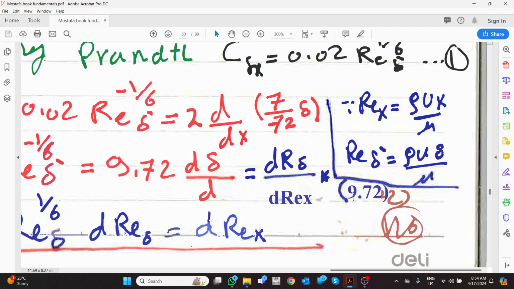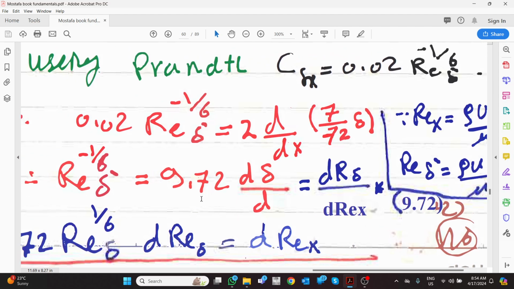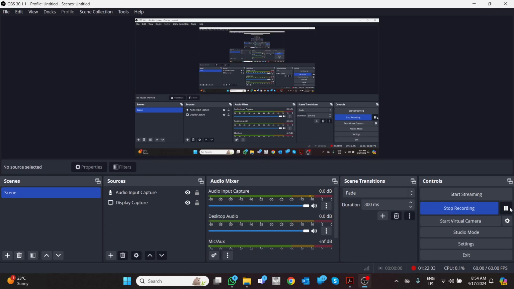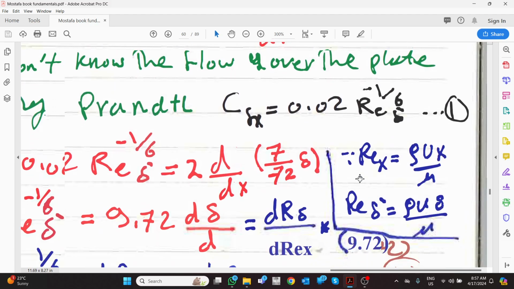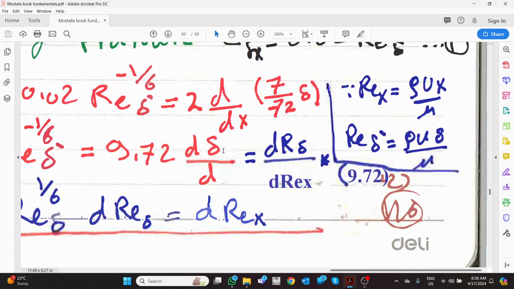Okay, from where we got this one, 9.72? From where do we get it? This number is this number. Here is x.